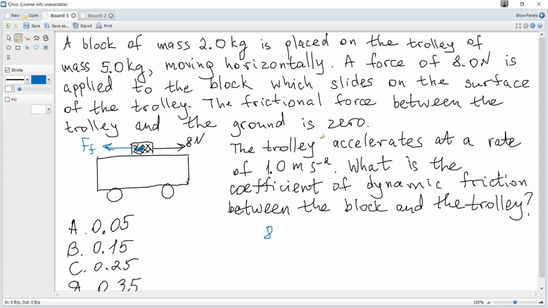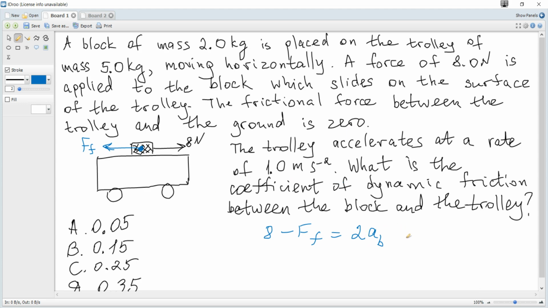Let the direction to the right be positive, so it becomes 8 minus F frictional is equal to ma. Mass of the block is 2, and some acceleration of the block. Notice that it's not 1, because 1 is the acceleration of the trolley, and definitely it is not the same. Acceleration of the trolley is not equal to the acceleration of the block.